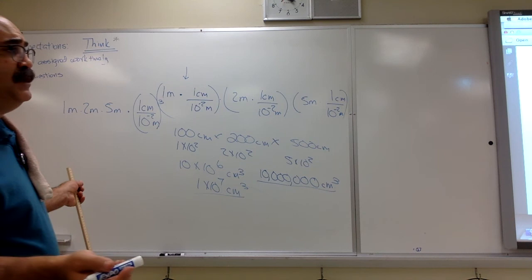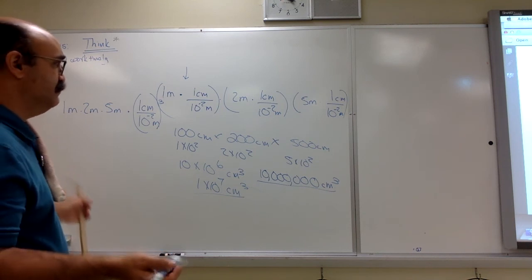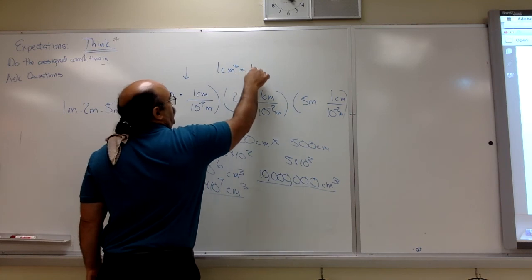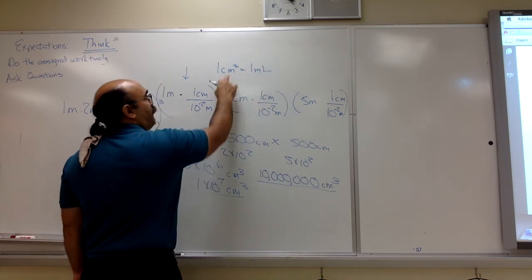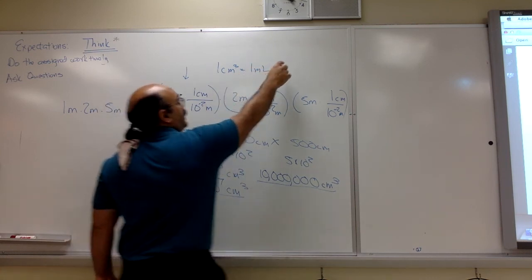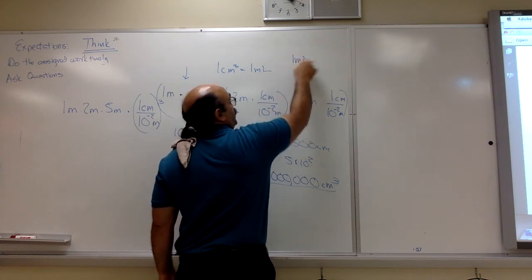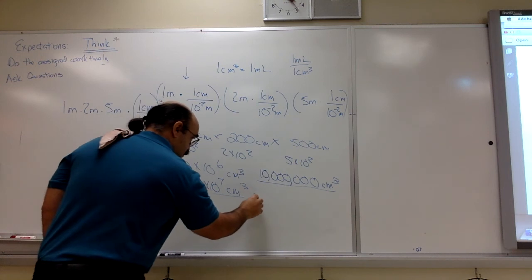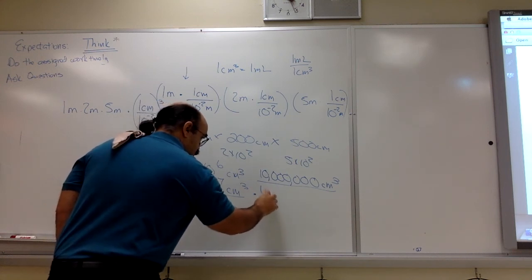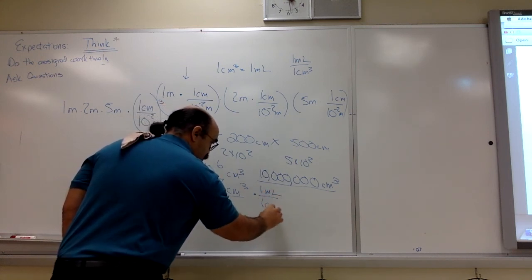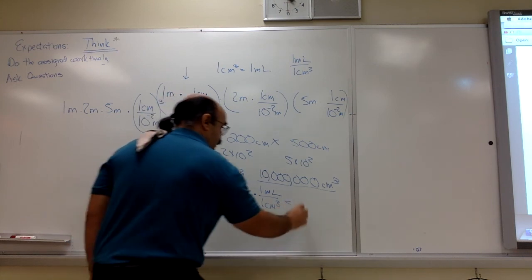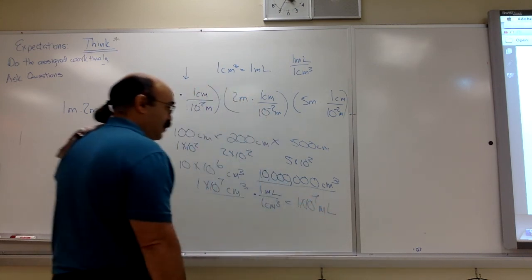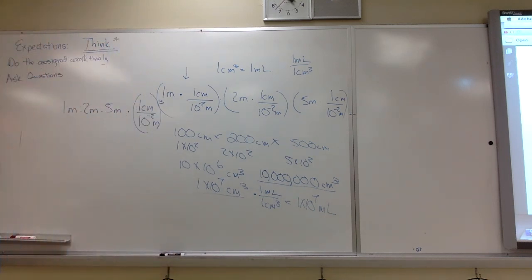Conversion factor from cubic centimeters to milliliters. I have that 1 cubic centimeter equals 1 milliliter. If I'm converting from this to this, my conversion factor is going to be 1 milliliter per 1 centimeter cubed, giving me 1 times 10 to the 7 milliliters.